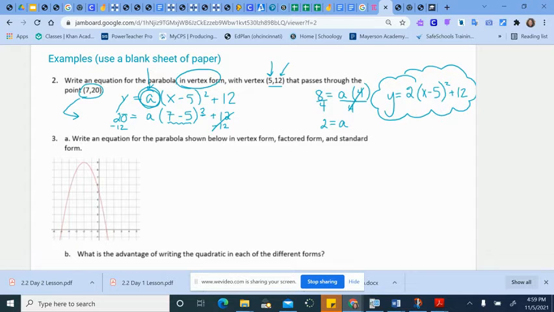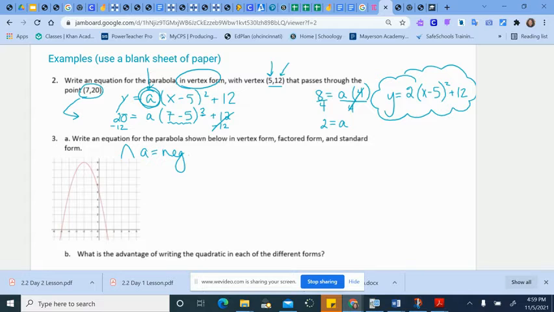Okay. Now, this other example here, it says write an equation for parabolas shown below in vertex form, factored form, and standard form. Okay. So, first of all, is this thing facing up or down? It's facing down. So I know that it's going to be negative, right? Since it's facing down, my a is some negative number.